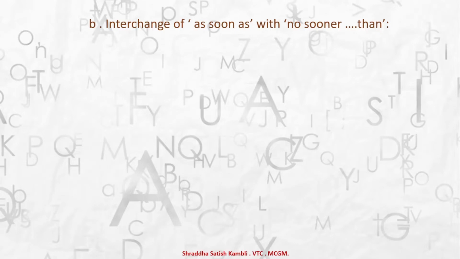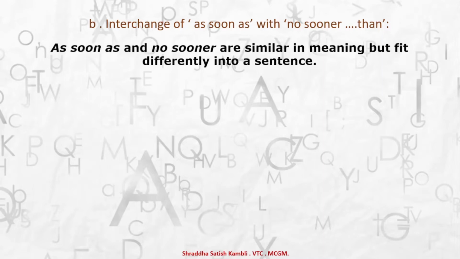Then we have the second type where interchange of "as soon as" with "no sooner than." When there are the words "as soon as" in a sentence and you want to replace it with "no sooner than," then also what are you doing? You're transforming your sentence. So "as soon as" and "no sooner than" are similar in meaning, but they fit differently into a sentence. The way they sit in a sentence is different, but the meaning is similar.